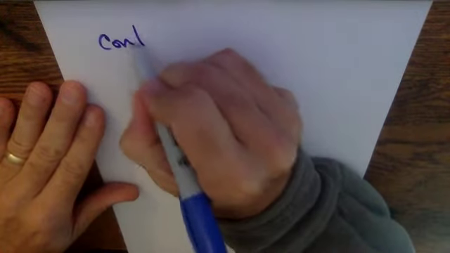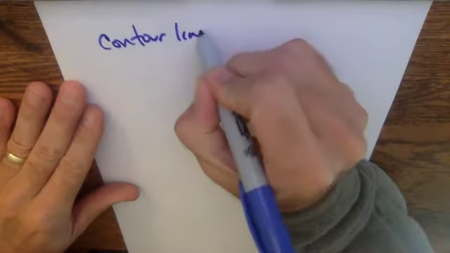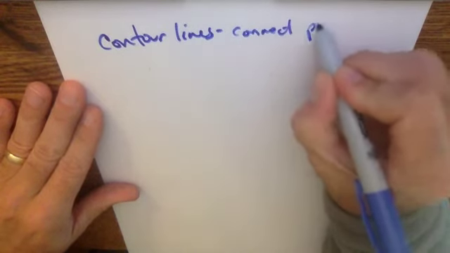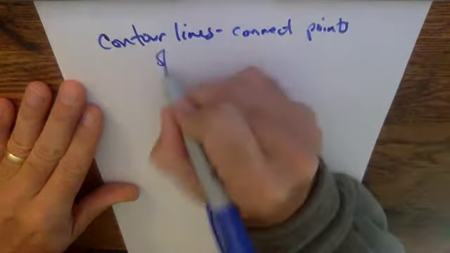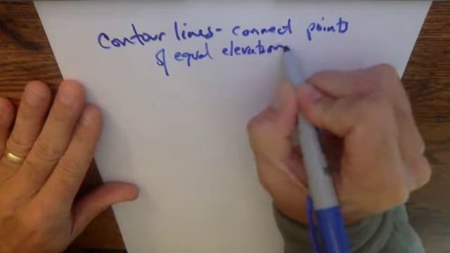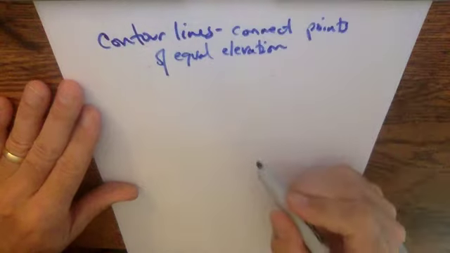Okay, so the map that you guys had today for your structure project had a bunch of curved lines all over it, and those lines are called contour lines. Contour lines connect points of equal elevation.